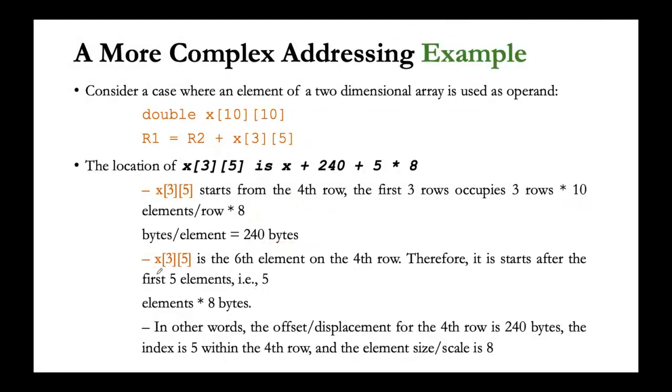Another point is that the element X of 3 comma 5 is the sixth element on the fourth row, therefore it starts after the first 5 elements, that is 5 elements multiplied with your 8 bytes. So in other words, the offset or the displacement for the fourth row is 240 bytes, and the index is 5 within the fourth row, and the element size scale is your 8 bytes. So that gives the complete address of this element.